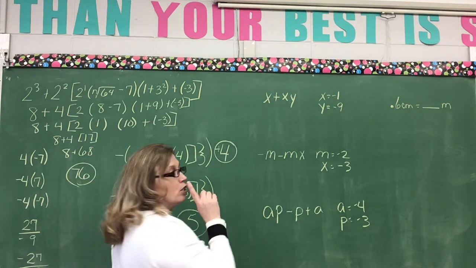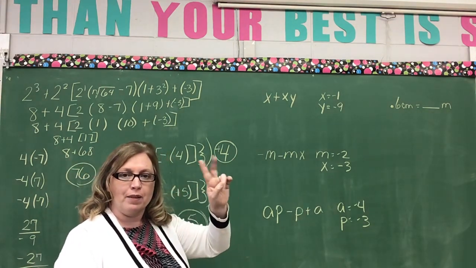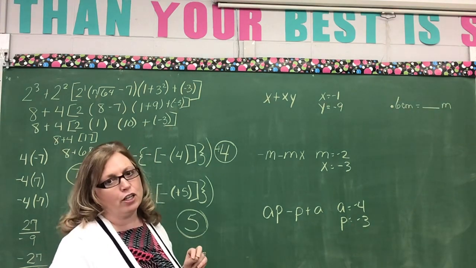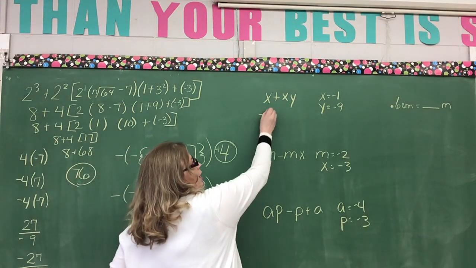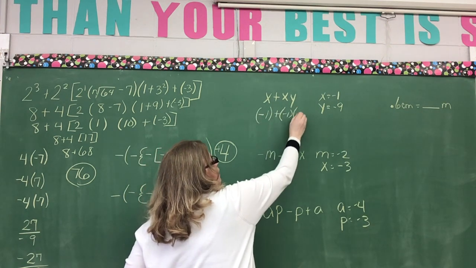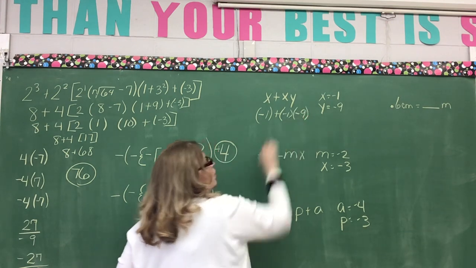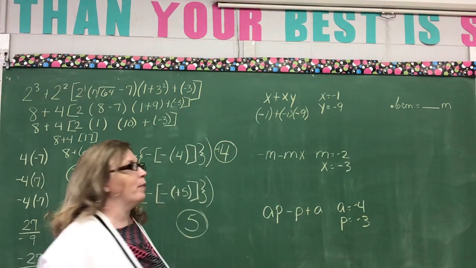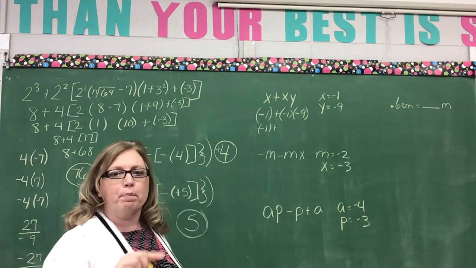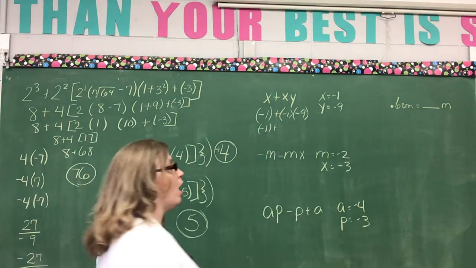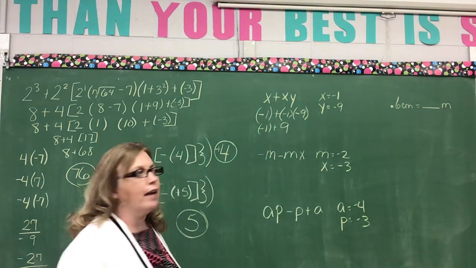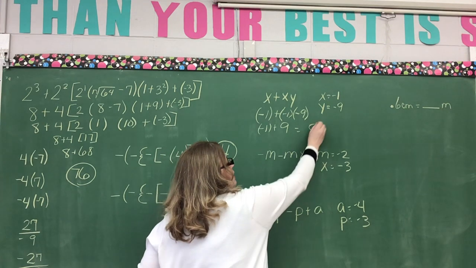Let's work that out. First, write down your equation. Second, substitute. Substitute the equation just like you would a formula. So we're going to write -1 plus -1 times -9. Well, what are we going to use? Order of operations, right? So we're going to keep our -1 and then say -1 times -9 is a +9. So we have -1 plus +9. We're going to get a +8.